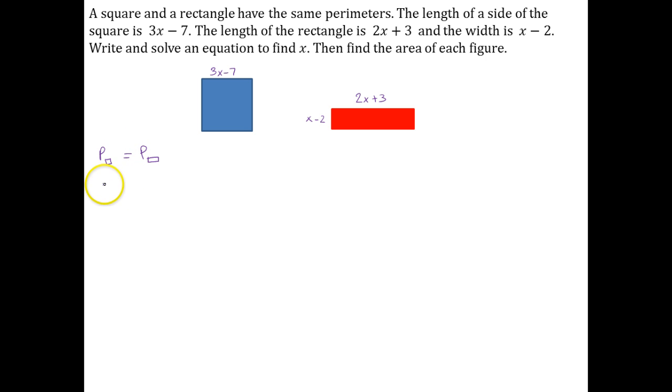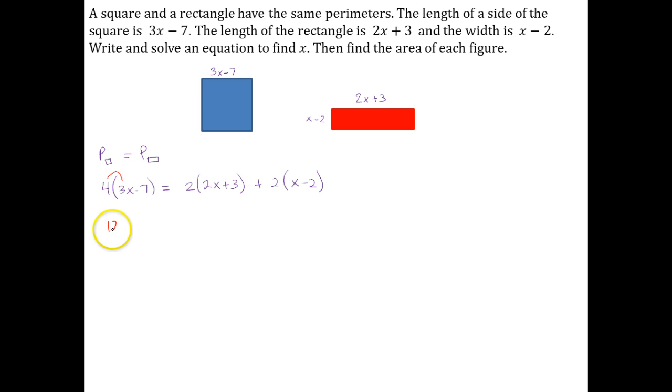Perimeter of the square is 4 times the side length. So 4 times 3x minus 7. And that equals the perimeter of the rectangle, which is 2 times this plus 2 times that. So 2 times 2x plus 3 plus 2 times x minus 2. Distribute.